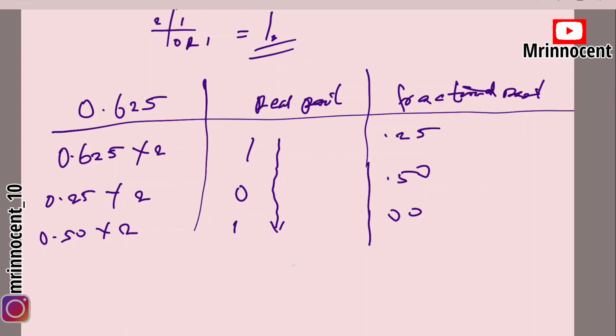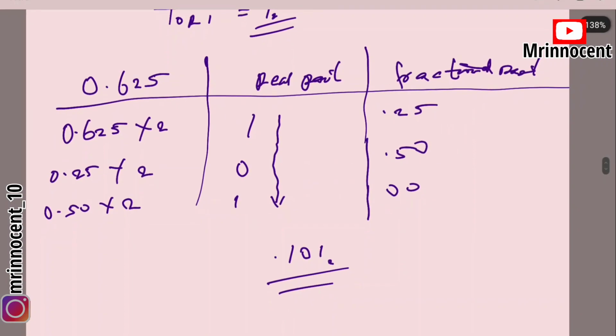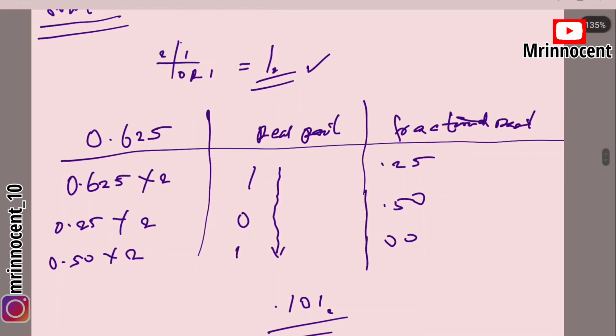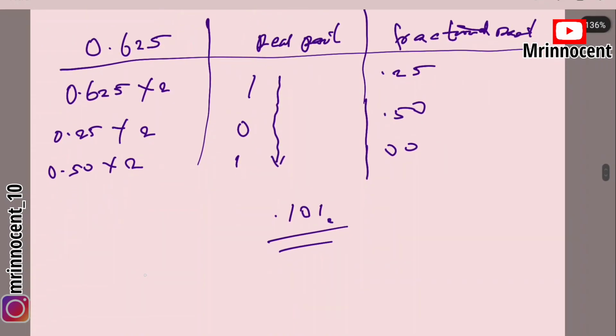You have 0.101 base 2. And don't forget, we have 1. That's our real part. So therefore the final answer is 1.101 base 2.